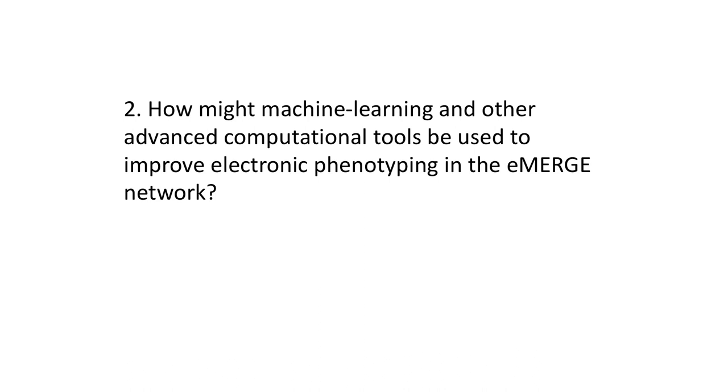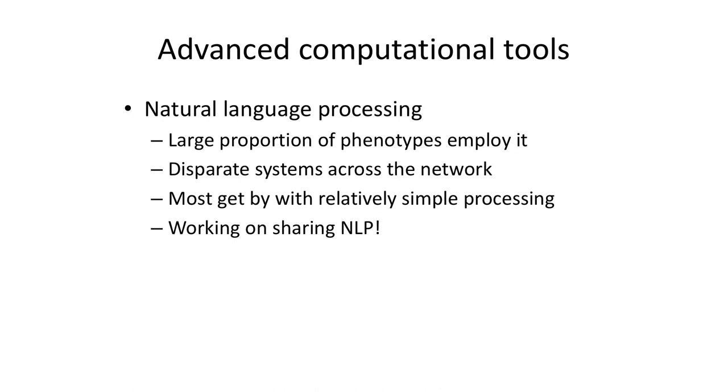How might machine learning and other advanced computational tools be used to improve electronic phenotyping in the eMERGE network? First thing, natural language processing has turned out to be an important tool, and there are two directions we need, breadth and depth in effect. We need to be able to, first of all, share natural language processing. It takes a long time to share a phenotype across the network, with each site using a different natural language processing approach. And we do try to share our code across the network, but because the reports going into that code are different, it creates a lot of work.